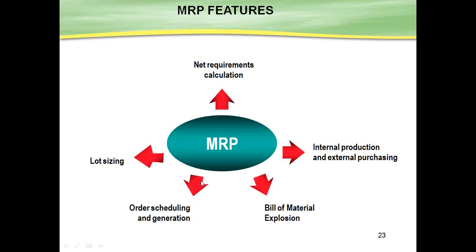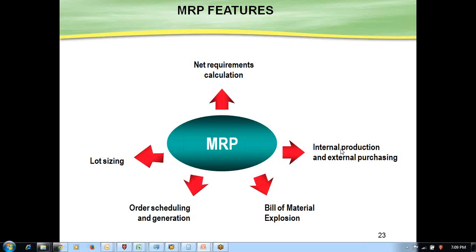On the basis of your work center capacity, the order will be scheduled and the delivery date of your component will be determined automatically. Here, the bill of material explosion, which I already told you, then internal production or external purchase, is already defined in the material master. If you are able to produce some material in-house, the system will give you the planned order, and if you are not able to produce, then the system will give you the purchase requisitions.